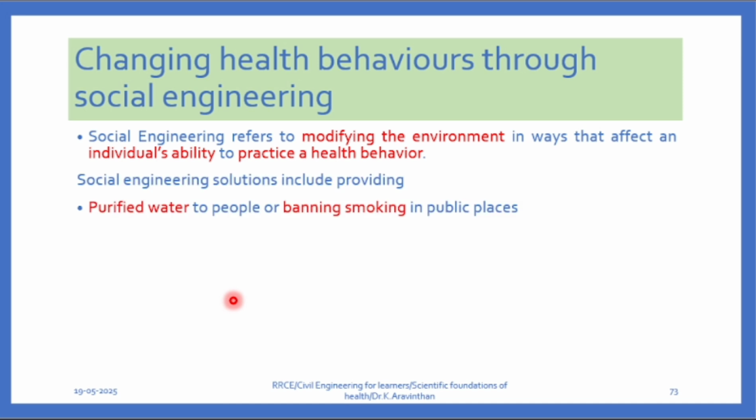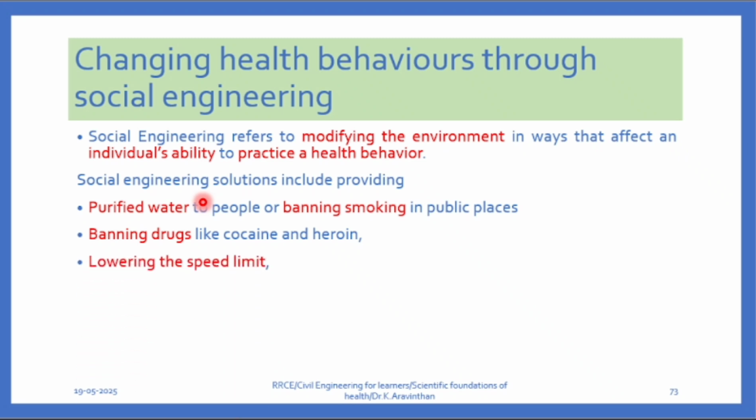Have you seen the government giving purified water for drinking at 5 rupees? The government is taking the initiative for providing purified water and banning smoking. In public places, no one can smoke. So this is a ban. In social places, they have made this ban. Another is banning of drugs, so they are not available legally, and lowering speed limits.